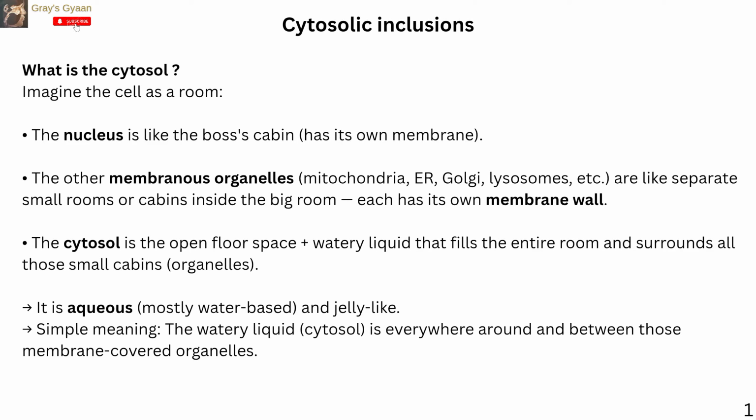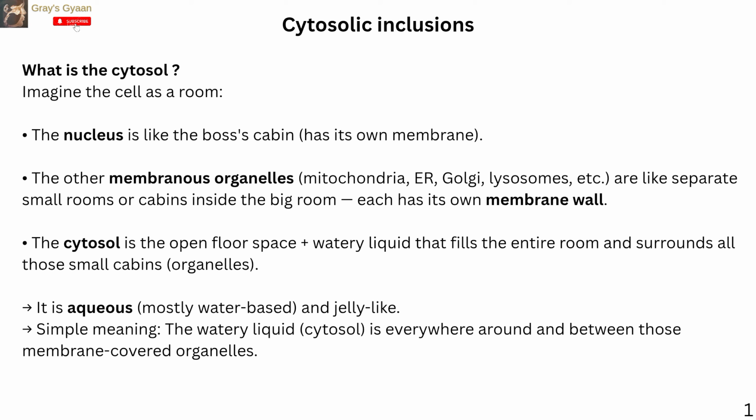Our today's topic is cytosolic inclusions. But let's understand first what is cytosol. Imagine the cell as a room. The nucleus is like the boss's cabin, has its own membrane. The other membranous organelles, mitochondria, endoplasmic reticulum, Golgi, lysosomes, etc., are like separate small rooms or cabins inside the big room. Each has its own membrane wall.